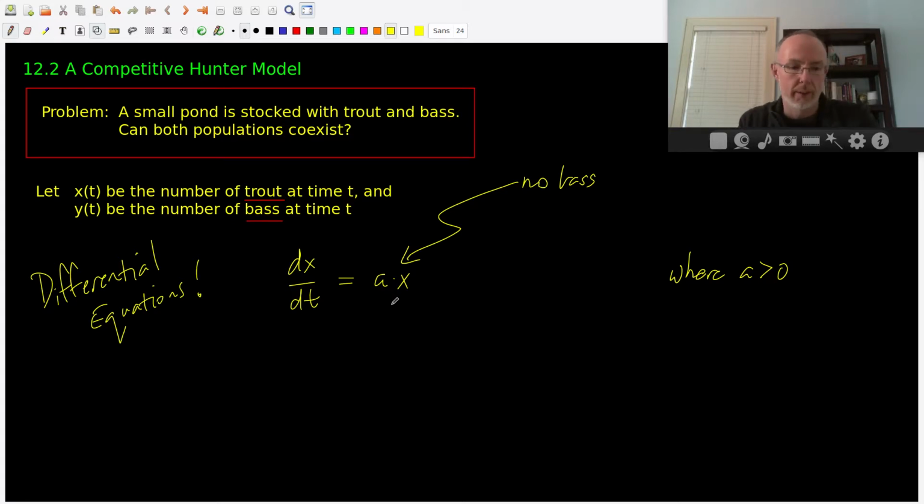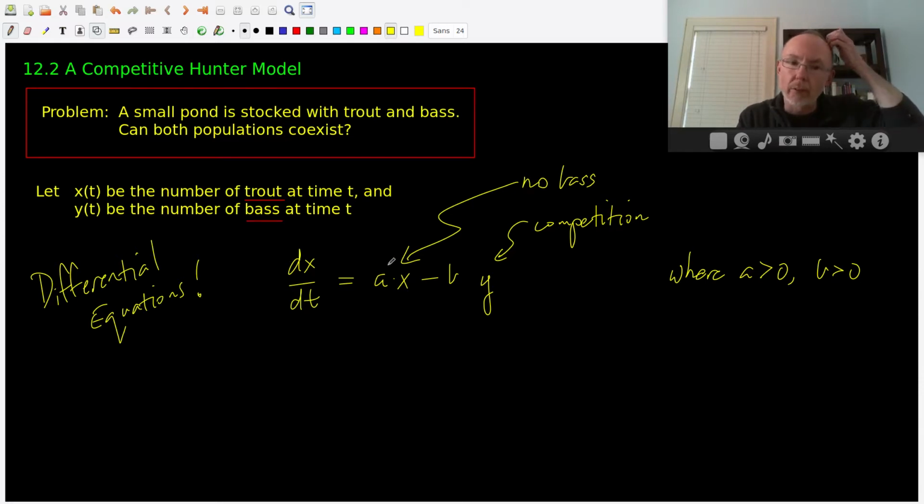But if there are bass around, then I expect that growth rate to be decreased by the competition. So I expect the rate of change of the number of trout, the rate of change of x, to be decreased when there are bass around, when the other species is around. So this is the idea of the competition that's happening. So the competition is going to not multiply, but subtract away from this growth rate. So left to their own devices, the trout will grow, but when the bass are around, the interaction between those species will lead to a reduction in the growth rate.